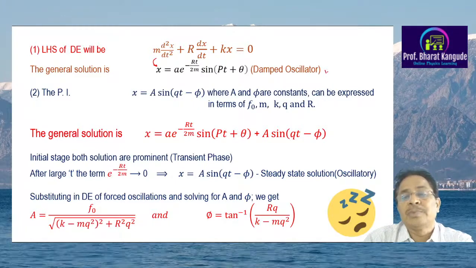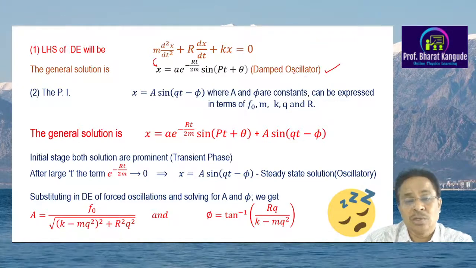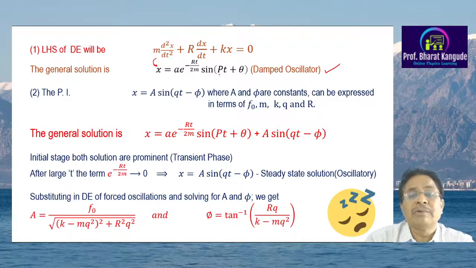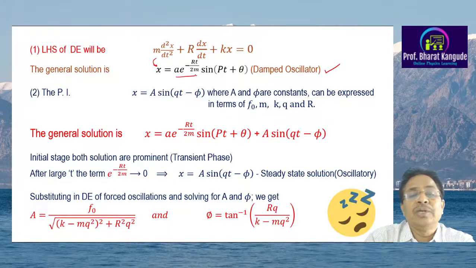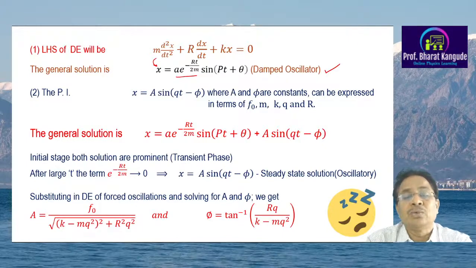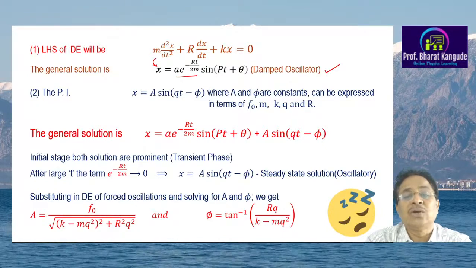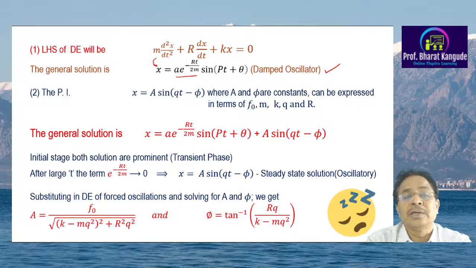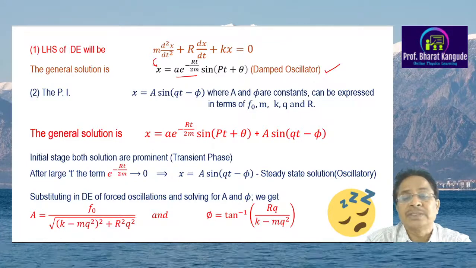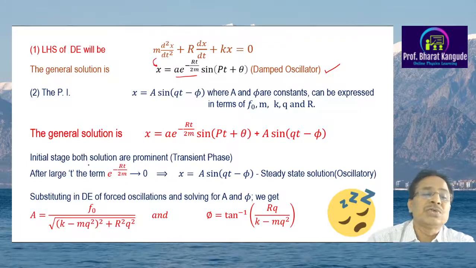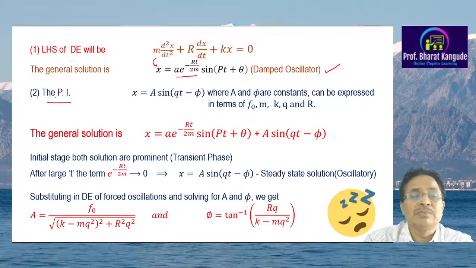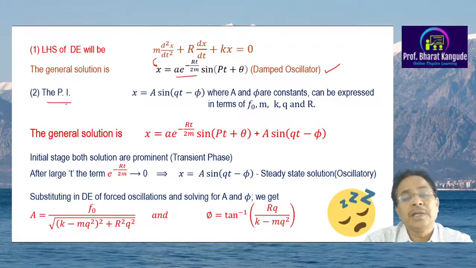This is the displacement of the damped harmonic oscillator, where the angular frequency is p, and a e raised to minus rt upon twice m is the exponentially reducing amplitude. This is the solution of the left hand side of this equation, which is oscillatory, as already discussed in chapter 2. The second type of solution is called the particular integral. So the first one is called the complementary solution, and the second is called the particular integral solution.